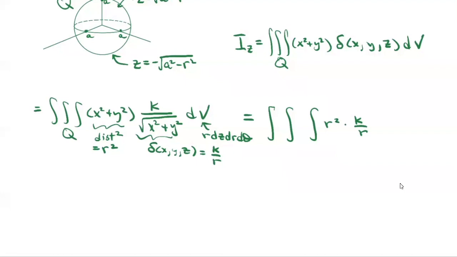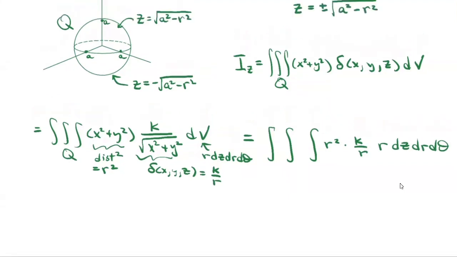Okay, so I get another r in here. And then the integral. So we have to do surfaces on z. z is always going to be bottom to top. So you're going to have a bottom surface to a top surface.